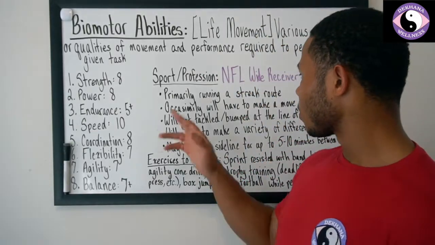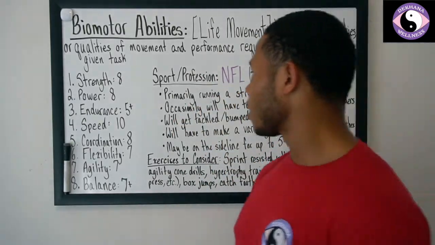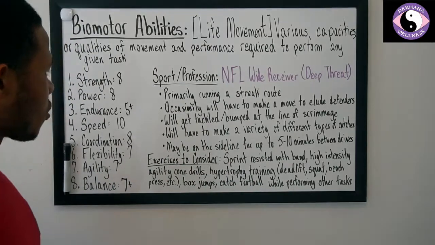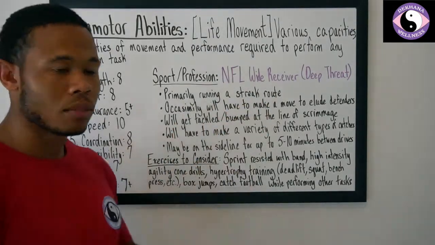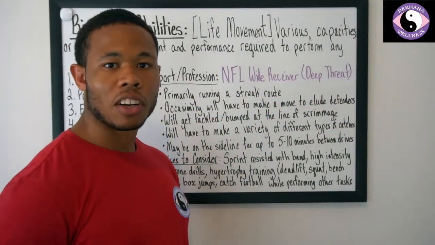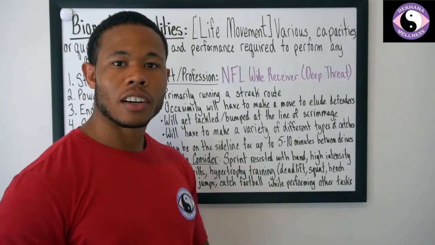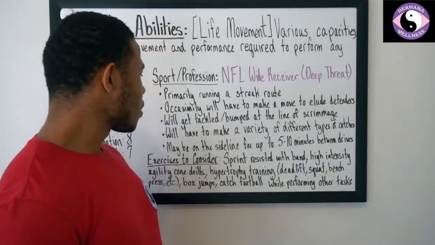So we'll say wide receiver. First, let's look at the tasks that they have to perform. So we have running a streak route. Again, deep threat, straight line, just trying to beat your man to the spot, your defender. So how fast can you get there?